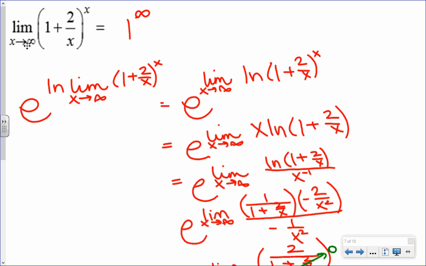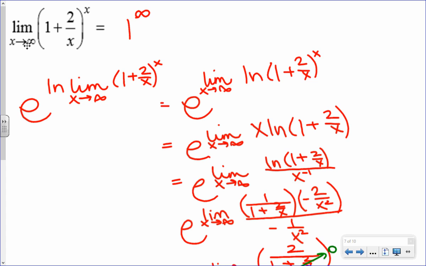From here to here, we took derivatives. So the derivative of the natural log is 1 over blah, blah, blah. And then chain rule, the derivative of 2 over x would be this. And then over the derivative of the denominator there. So we actually applied L'Hopital's rule there. Do you see what I'm saying?